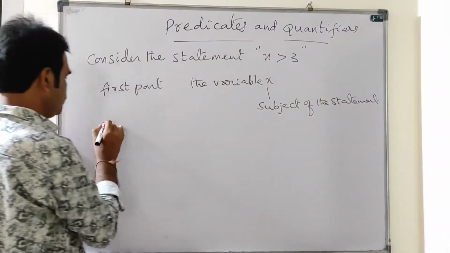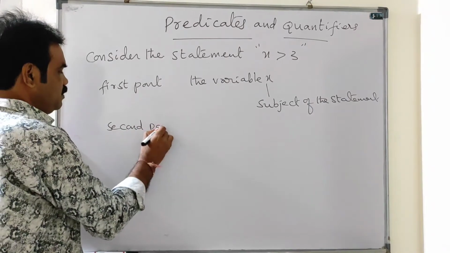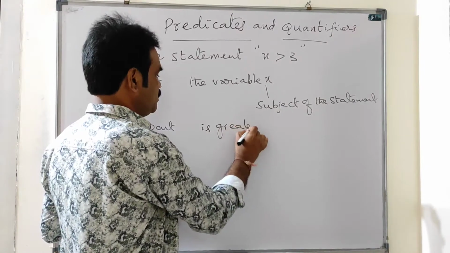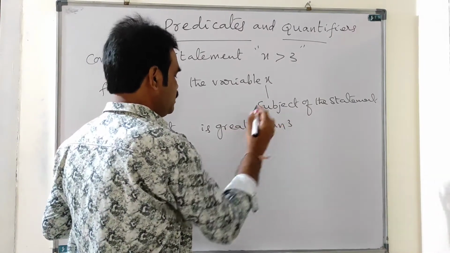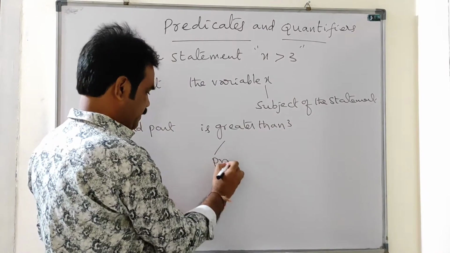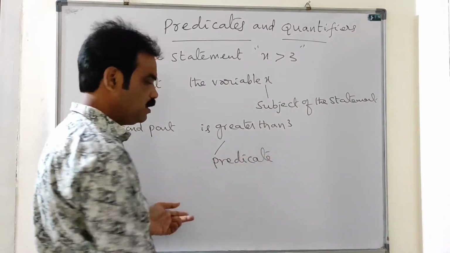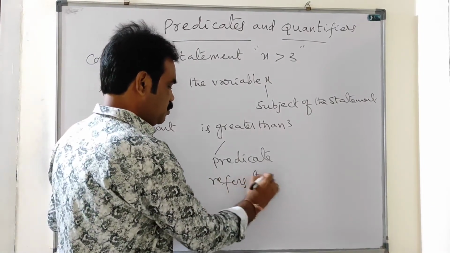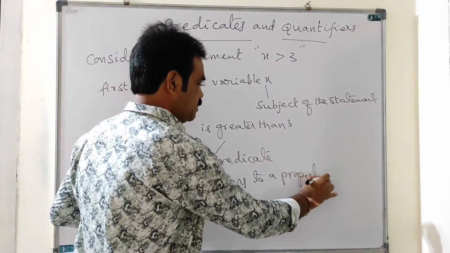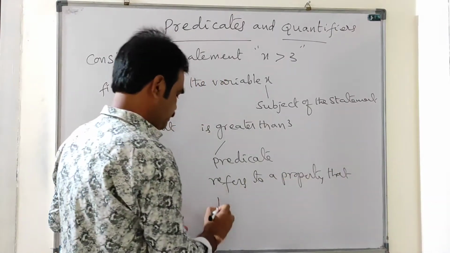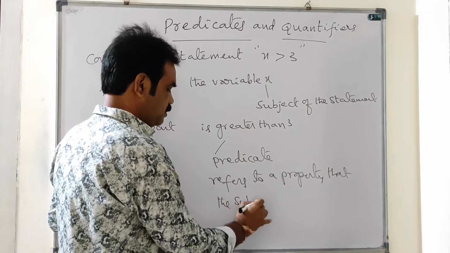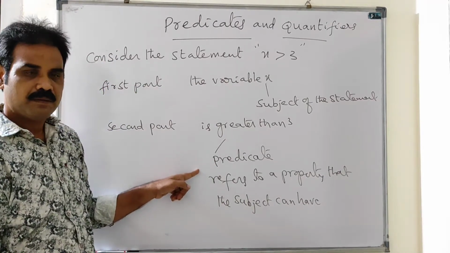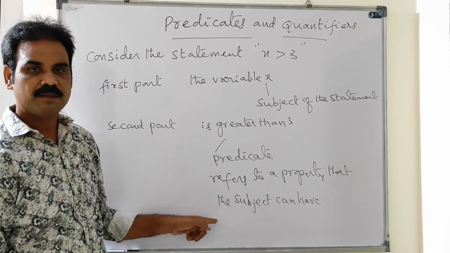The second part. What is the second part? Is greater than 3. This is called predicate. It refers to a property that the subject of the statement can have. That means predicate means a property that the subject of the statement can have.